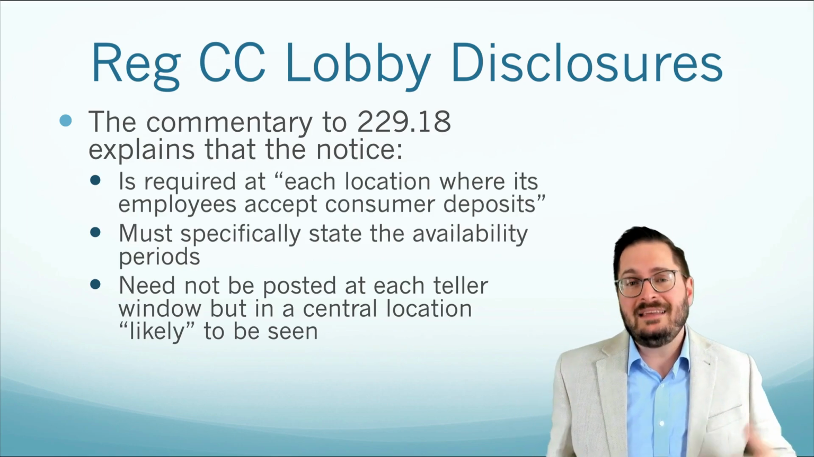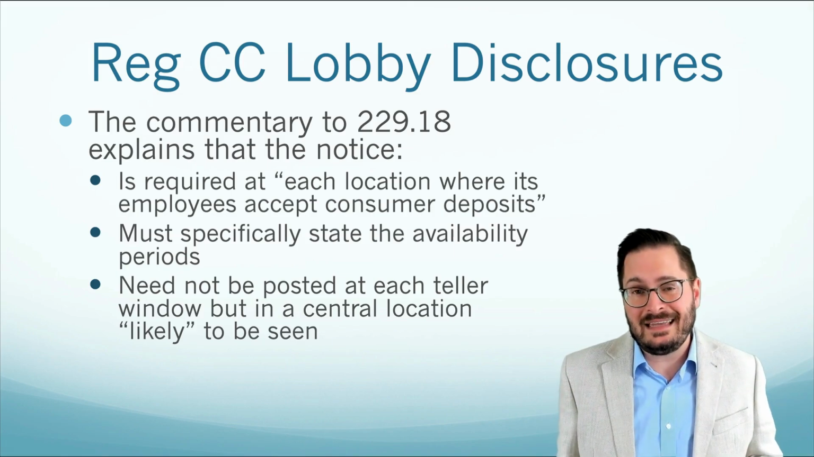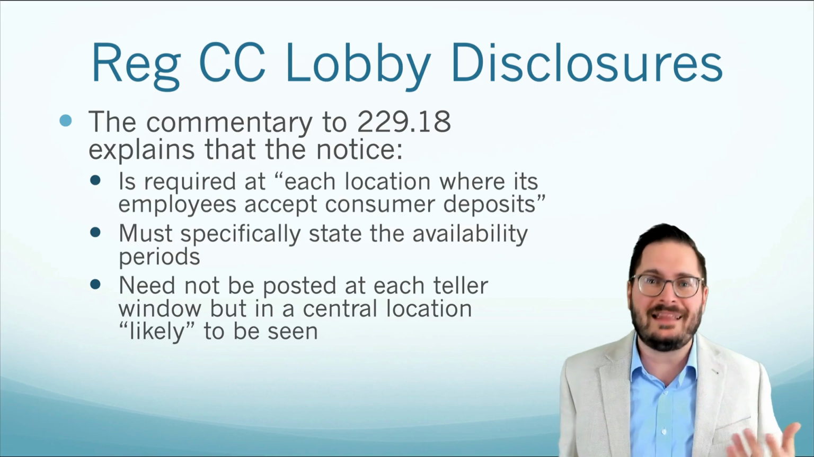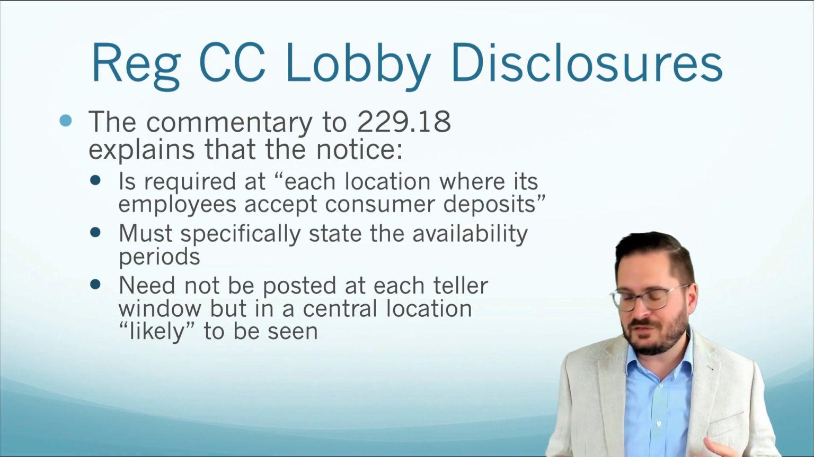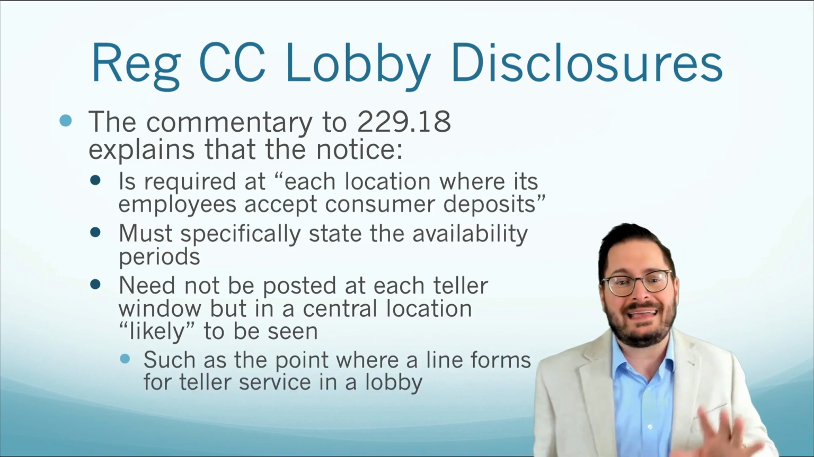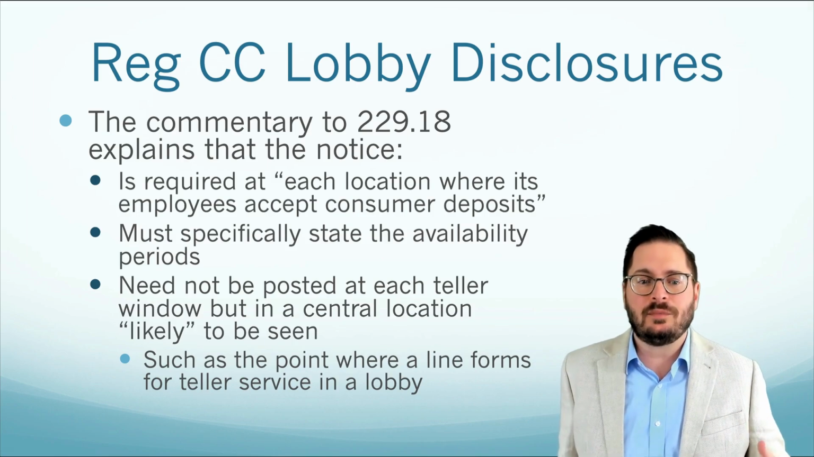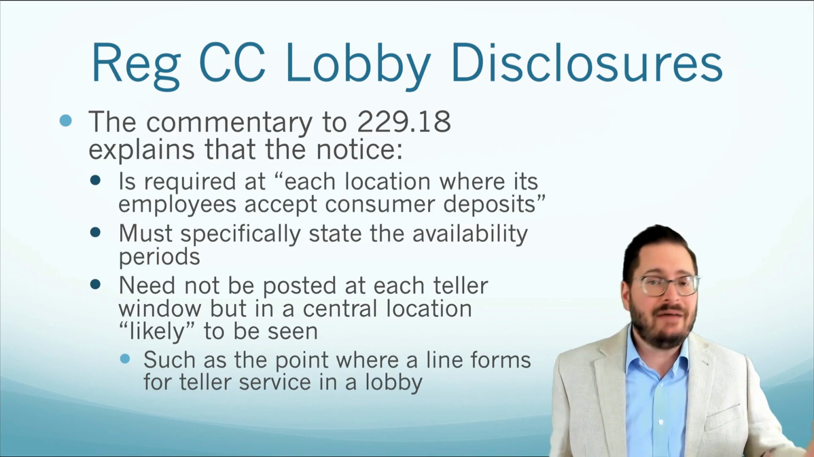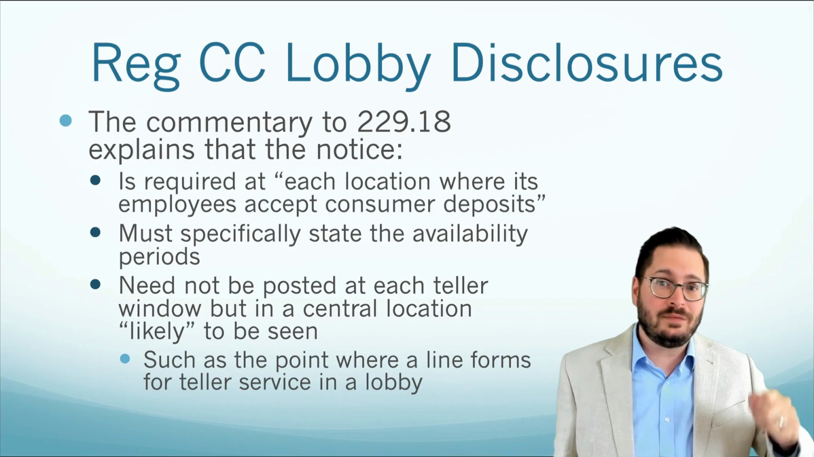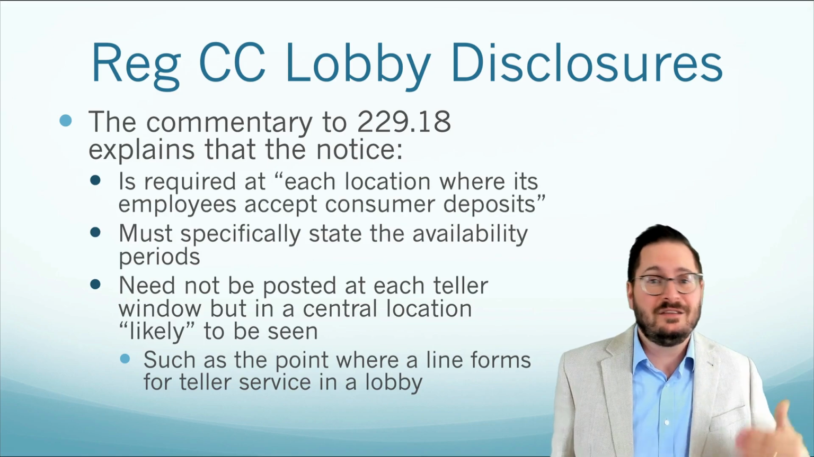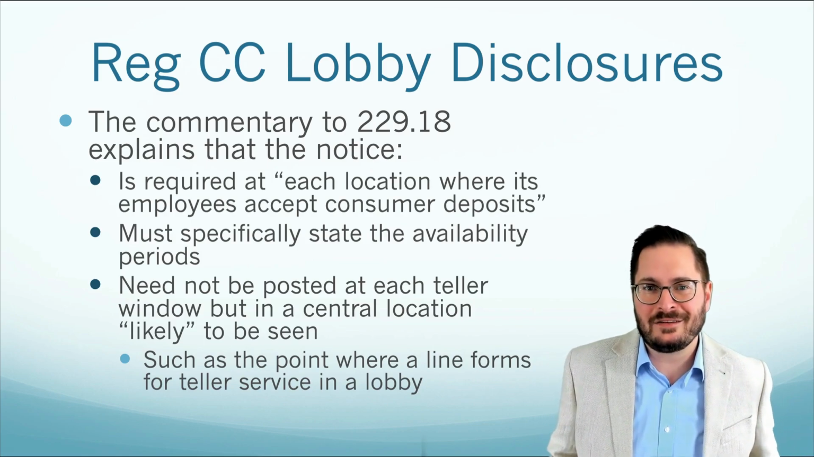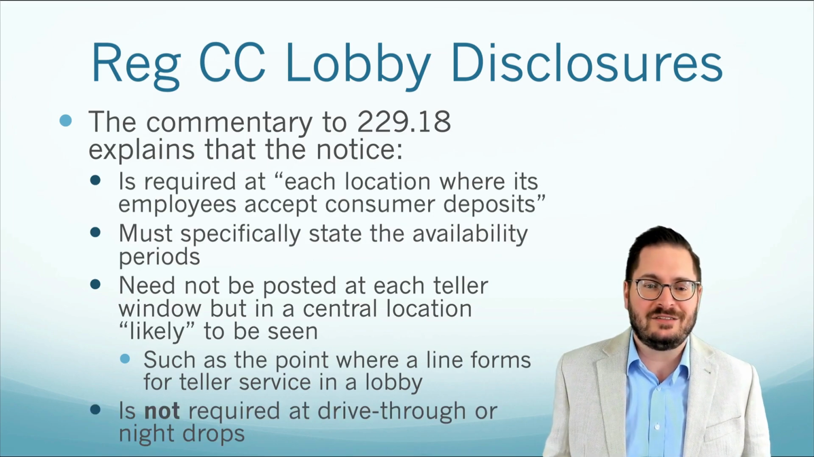That's something that would appease an examiner. Now, it is subjective as to what's likely to be seen, but if it's at the far end and all the stations are closed down there and the line forms this way, that's going to be a problem. Now, the other thing they tell us we can do is instead of putting it at the teller windows, we can put it somewhere else, like at the point where a line forms for teller service in the lobby. So if you have a line, you can create a disclosure form that stands right by the starting place of your line, and that would be appropriate as well. So that's what the commentary tells us as far as the lobby disclosures for Regulation CC.